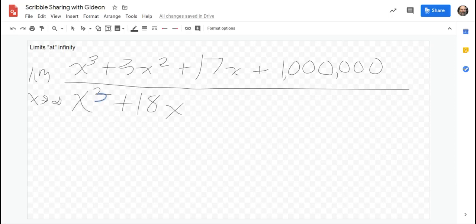But remember, we're allowing x to march off to infinity. x itself could be a million. When x itself is a million, this term here is 17 million. This term here is 3 times 10 to the 12th power. It's got 12 zeros in it because a million times a million has 12 zeros. I guess that's million, billion, trillion. That's going to be 3 trillion here, right?